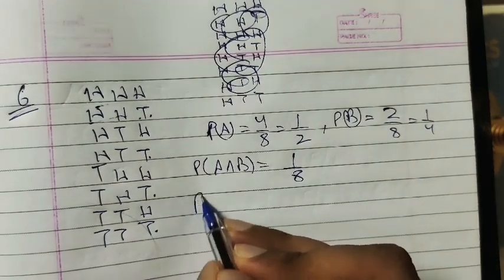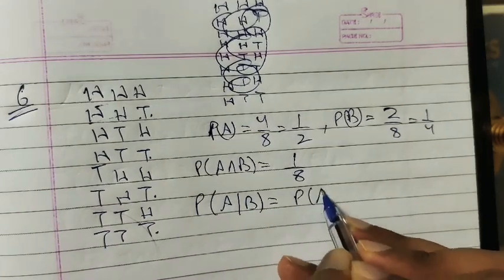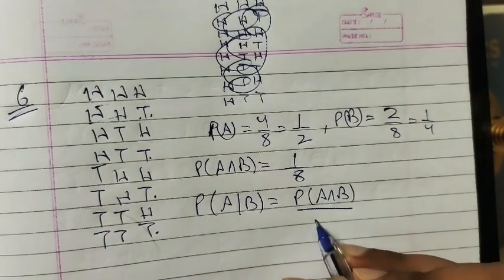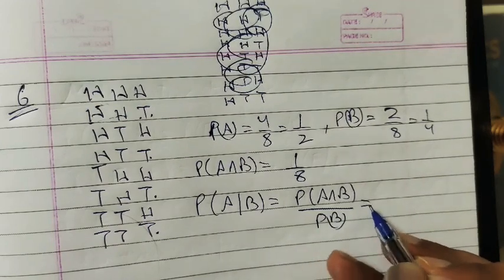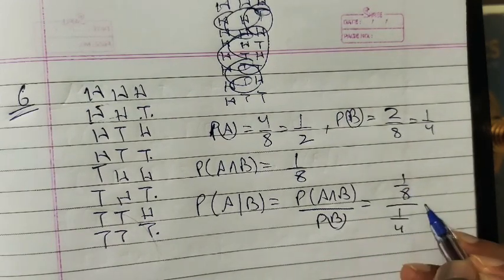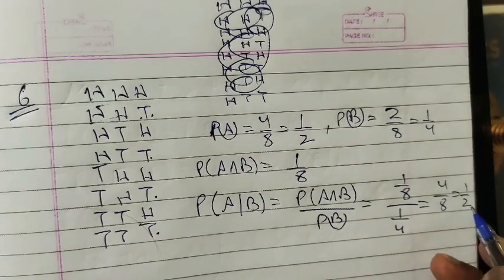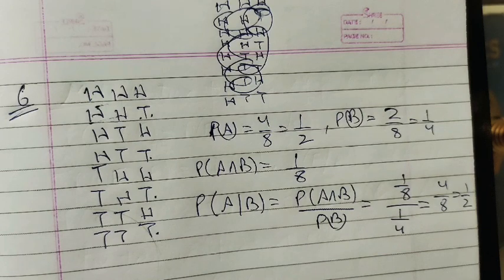So we have to find out probability of A upon B, which will be equal to probability of A intersection B upon probability of B, right? So A intersection B is 1 upon 8 upon probability of B is 1 upon 4. So this will be equal to 4 upon 8, 1 by 2. So the answer of it is 1 by 2, right?